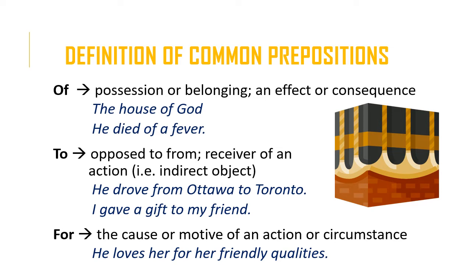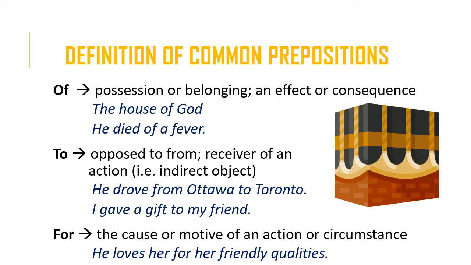To. It's used in opposition to from. And it also refers to the receiver of an action, in which case it functions as the indirect object. So we say he drove from Ottawa to Toronto. So basically he started his trip in Ottawa, and he concluded his trip in Toronto.